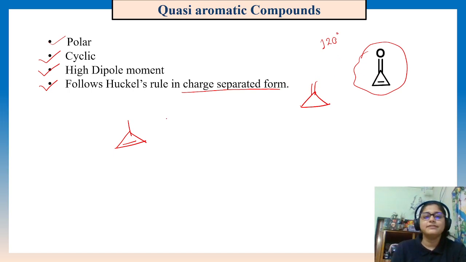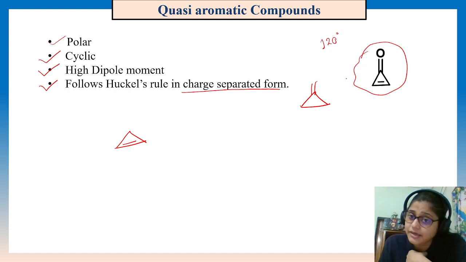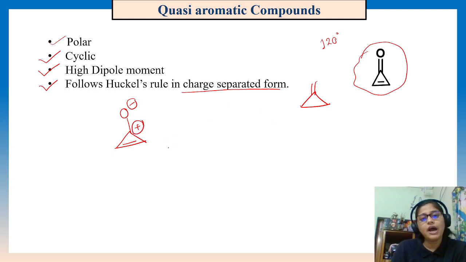So for that reason, this kind of compound goes toward charge separation, and not only for that reason, one other thing is there: this bond is polar. Here oxygen is present, which has higher electronegativity than carbon. So this kind of charge separated structure can be formed, positive and negative. Now you can see here this part, 2 pi electrons and conjugated. So it will be aromatic.